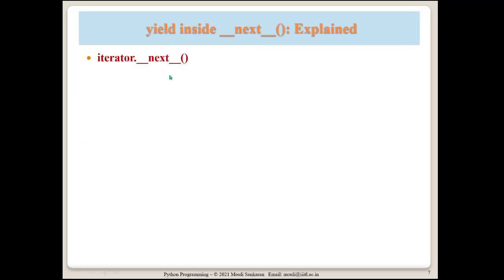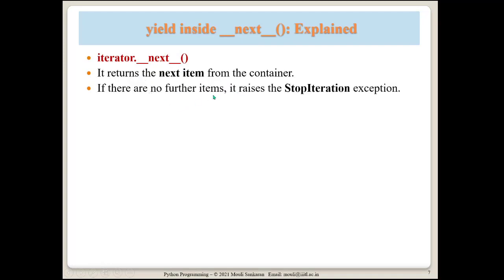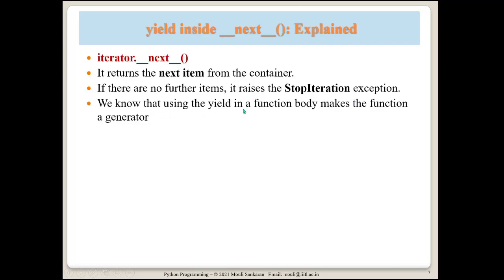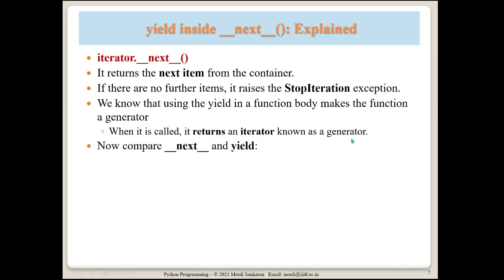Now, iterator next. Okay, this is how it is. The iterator object that we pass out is going to call this next. It returns the next item from the container. If there are no further items, it raises a stop iteration. As I told you, we know that using the yield in a function body makes the function a generator. Okay, we know that also. Now I am trying to link these two things. If I use a yield inside a next, what happens? When it is called, it returns an iterator known as a generator. Okay, when we use a yield inside a function body, it returns an iterator known as a generator.